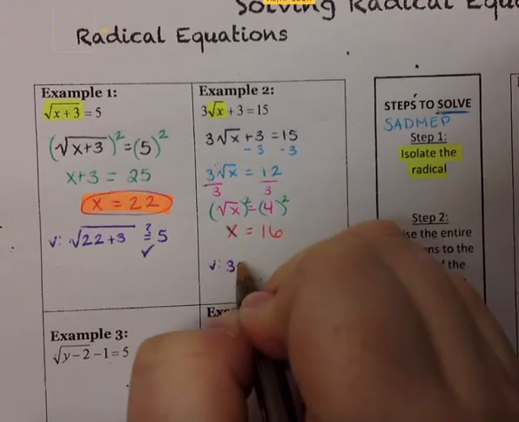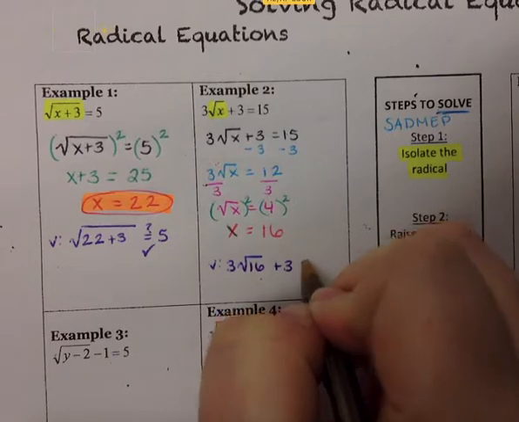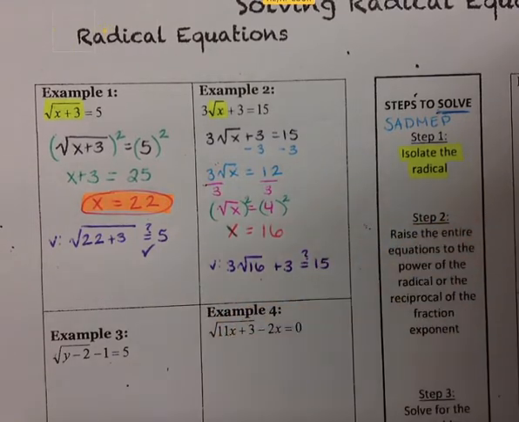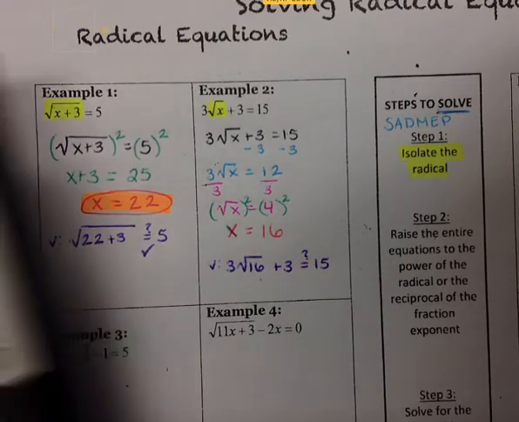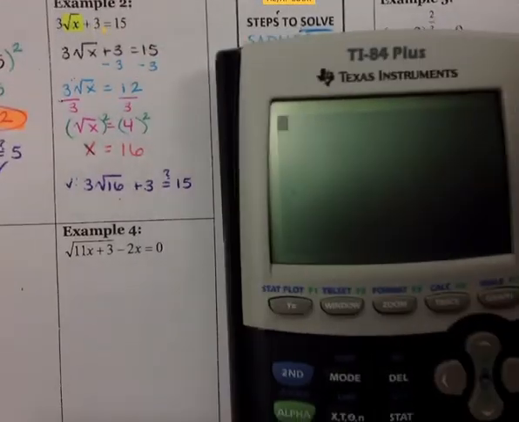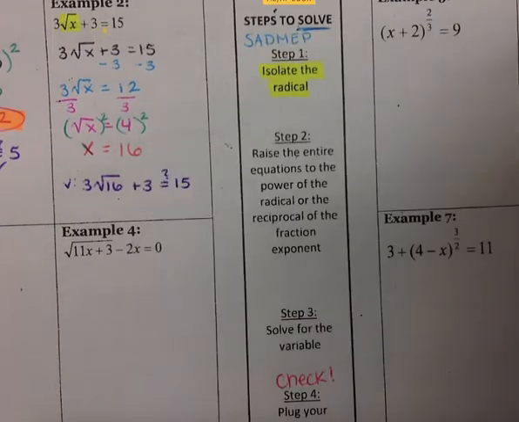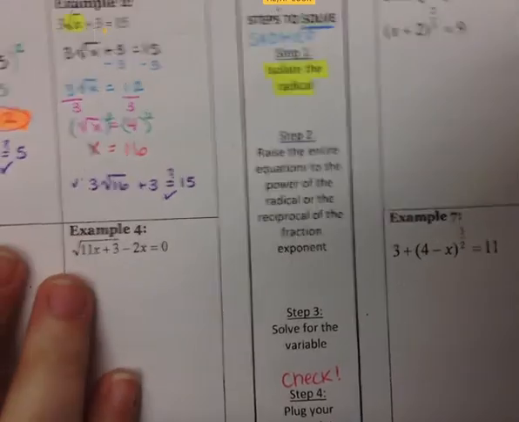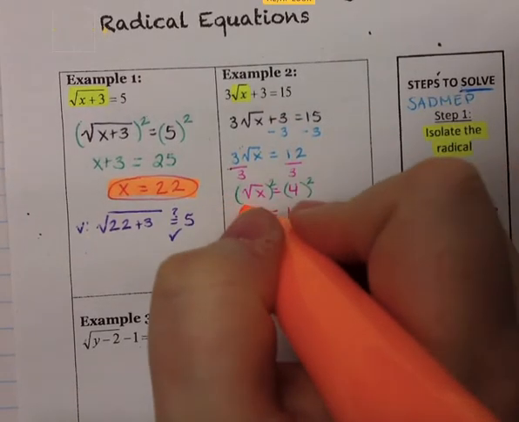We have 3 square root of 16, then plus 3, and the question is, does that equal 15? And you can use your calculator. So I have 3 square root 16, get out of the radical, plus 3. That does equal 15. That means it does work. I can put a check mark, say yes, that works. That means that x equals 16 is a correct answer. I can highlight that, say yes, this is correct.